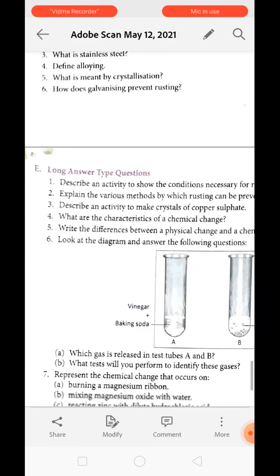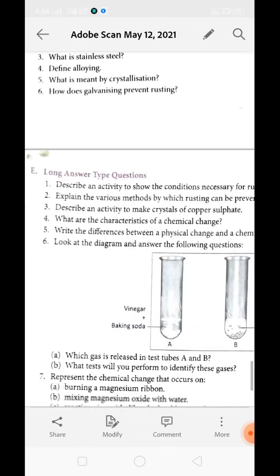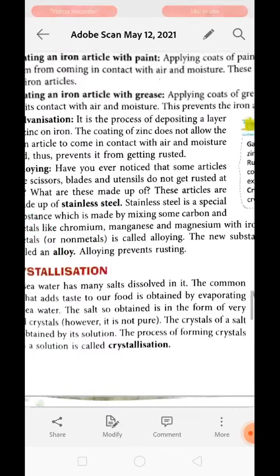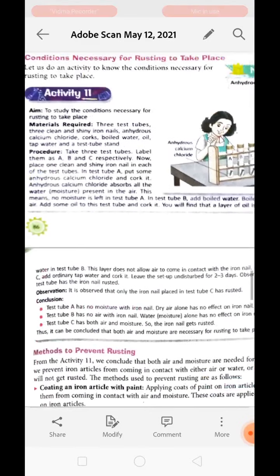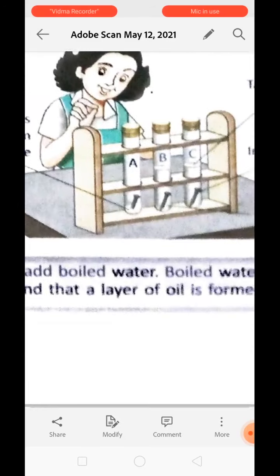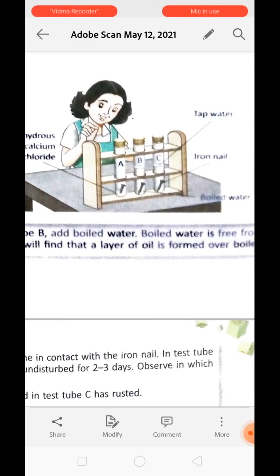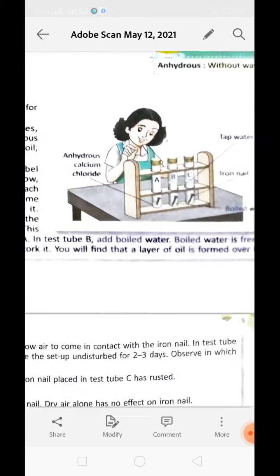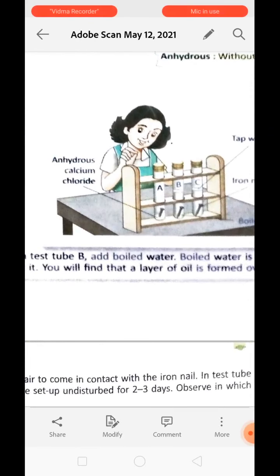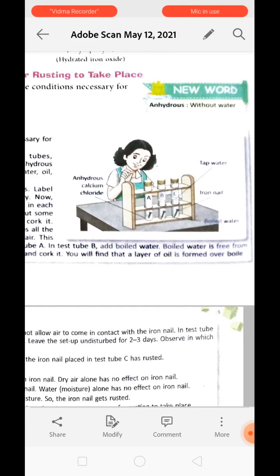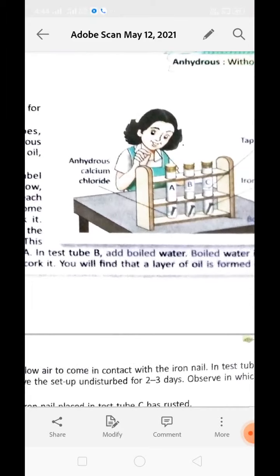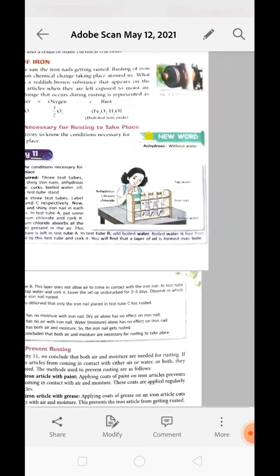Describe an activity to show the conditions necessary for rusting to take place. For that you will have to write activity number 11. Okay, you have to write activity number 11. Over here, the test tubes are keeping different substances. What I have explained to you means numbering of test tubes has been changed, nothing else. So you will not panic for this. Test tube A contains something, test tube B contains something, test tube C contains something which is a little bit different from what I have told you. But the contents are the same. Only labeling of ABC is changed. So don't worry about that.